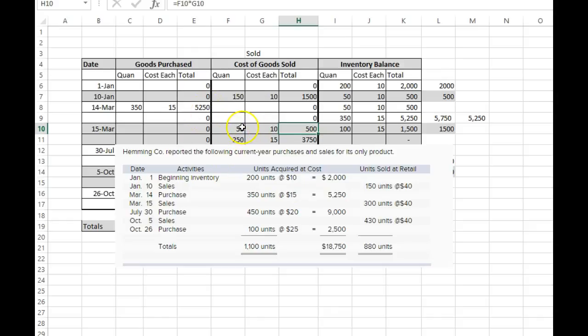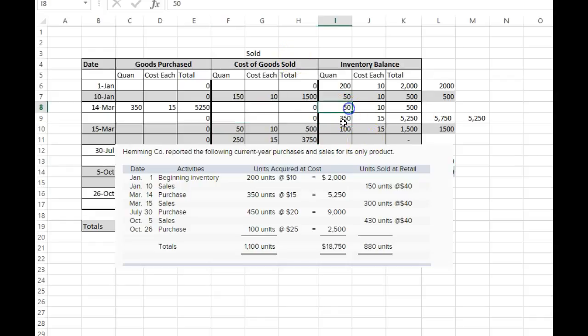So now if I take 50 and subtract that from the 300, I still have 250 more that I need to find a cost for. That would come out of the second level, or the second batch or pile. So I'm going to take 250 of the 350 and sell it. So now I have 250 times 15, or $3,750. So this becomes my cost of goods sold, or my cost of merchandise sold.